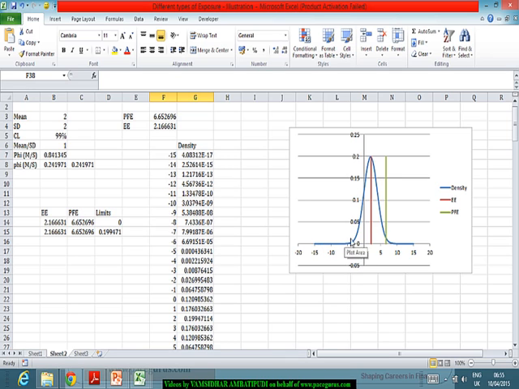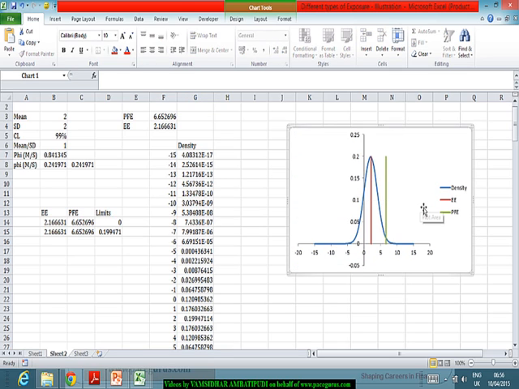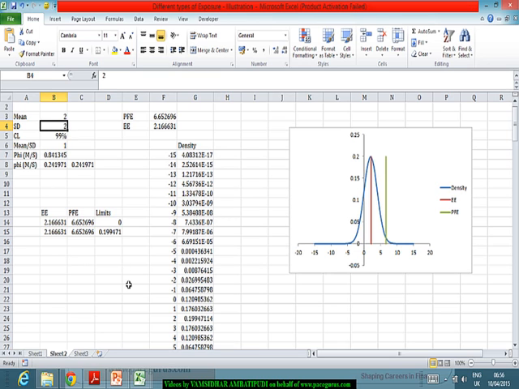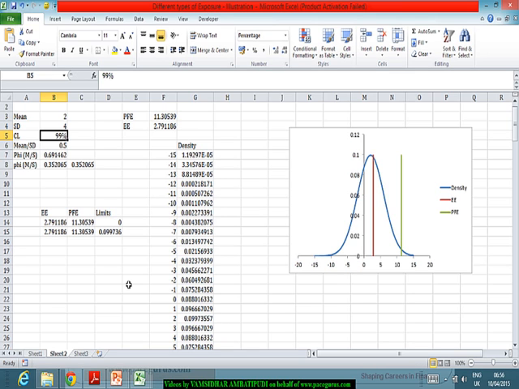I am seeing the range between minus 15 to plus 15, and probably this is where my expected exposure is coming. This is where my potential future exposure is coming up. Now this is one more thing which I can work out. Let me start changing the standard deviation now. Let me change it from 2 to 4.